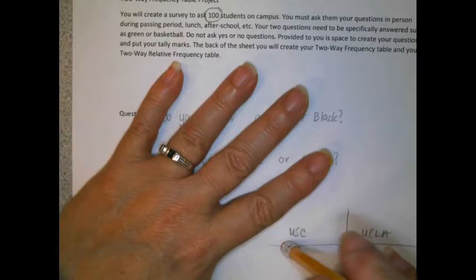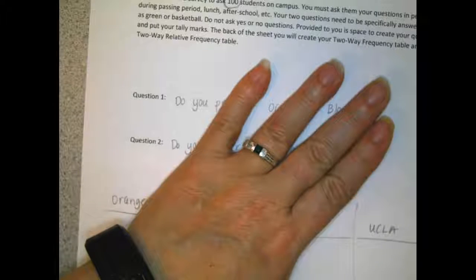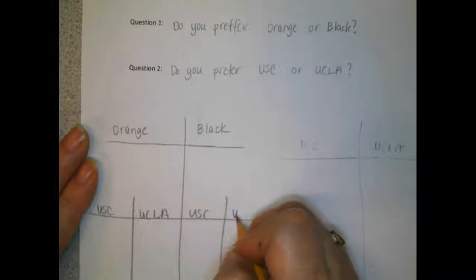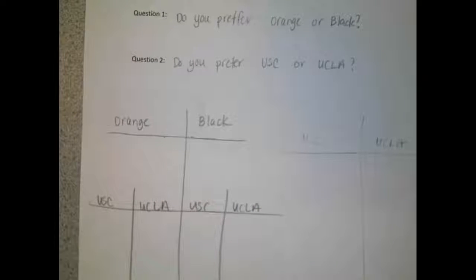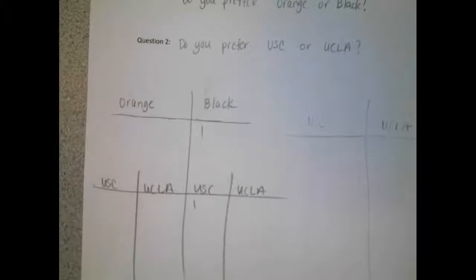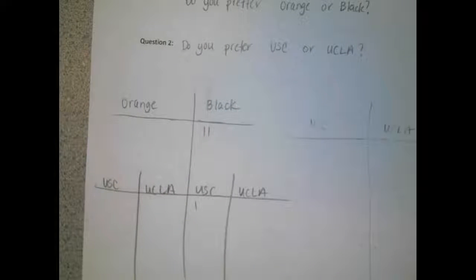Oh, this is incorrect. My bad. Okay. So you can do tally marks, and then down here you're going to split these up. Okay, so I'm going to say black, USC for me. Okay, so we're going to just do a quick run of the class. So Dominic, orange or black? USC or UCLA?